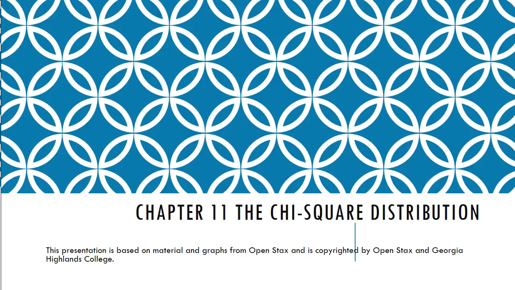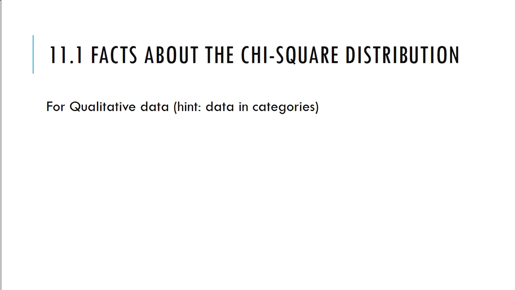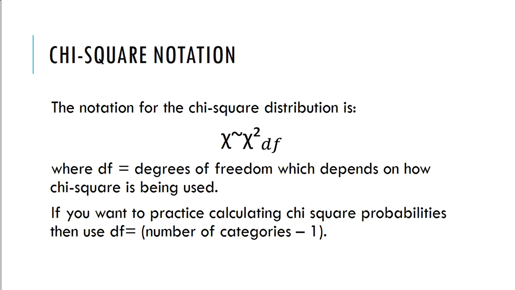So now we're going to talk about the chi-squared distribution. For chi-squares, you're going to use qualitative data, and remember that's data in categories. You wouldn't use this for quantitative data, and in a few minutes you'll see why. So first of all, let's look at the notation for chi-squared distribution.